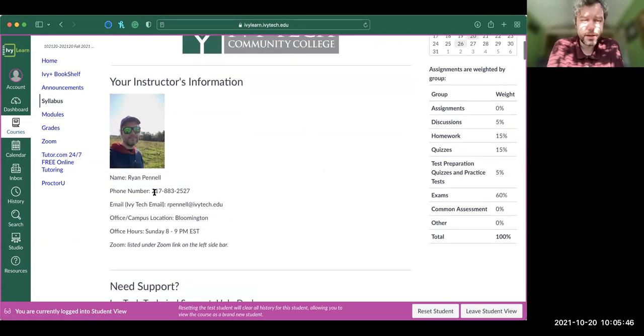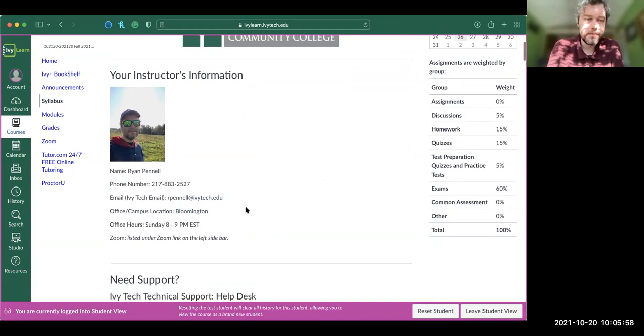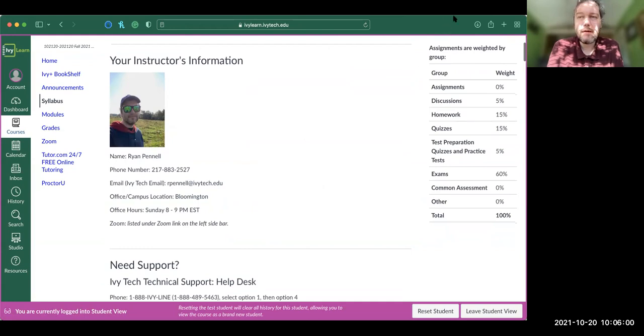Here's my information. My name is Ryan Pennell. That is my phone number, email, and then my location is the Bloomington campus. And I'm going to have office hours. I have started this since COVID hit. I do office hours on Sunday night from 8 to 9 p.m.